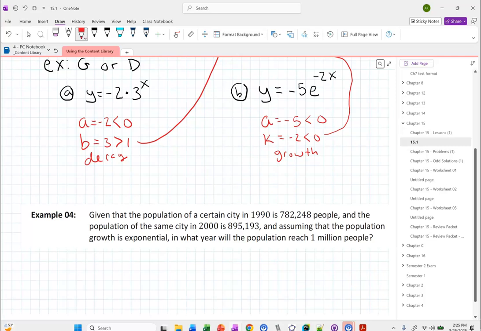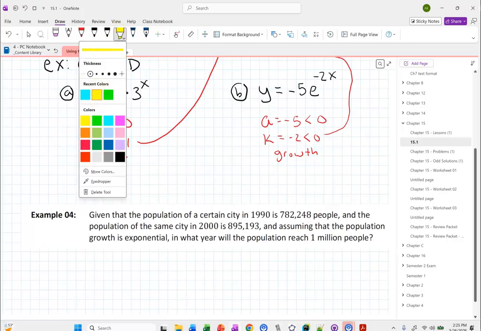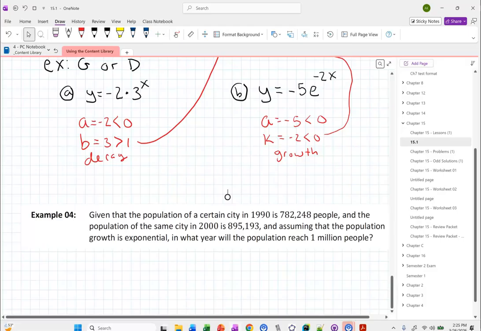All right. So it says, given that the population in a certain city in 1990 is blah, blah, blah, and the population of the same city in 2000 is yada, yada, yada, and assuming the population growth is exponential, in what year will the population reach 1 million people? So it's going to be a two-stepper.